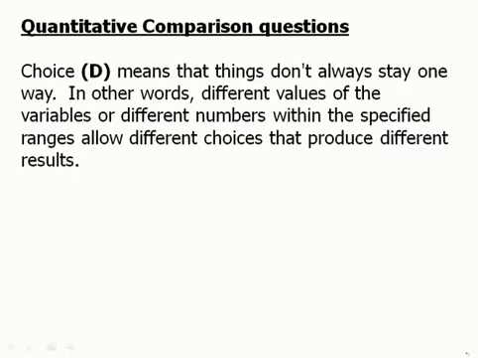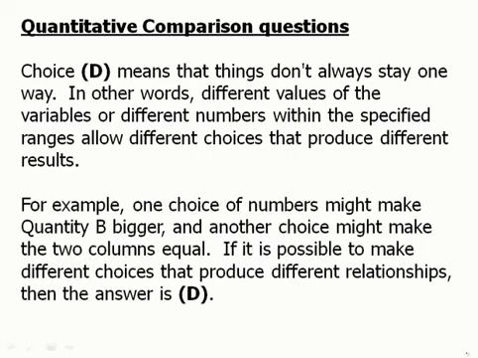By contrast, choice D means that things don't always stay one way. In other words, different values of the variable or different number choices within the specified range allow for different choices that produce different results. For example, one choice of numbers might make quantity B bigger, and another choice might make the two columns equal. If it is possible to make different choices that produce different relationships, then the answer is D. D means essentially some relationships: maybe greater than shows up sometimes, less than shows up sometimes, equal shows up sometimes. If there's any sometimes attached to any of these, then it's answer choice D.